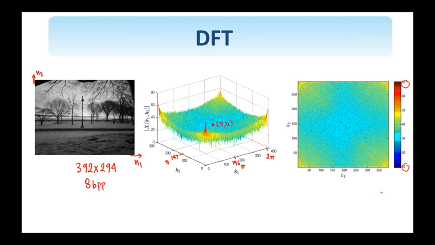So you can see that there's a lot of energy at low frequencies. This is the 0, 0. There's a peak there, and the magnitude of the DFT drops off as I approach higher frequencies.